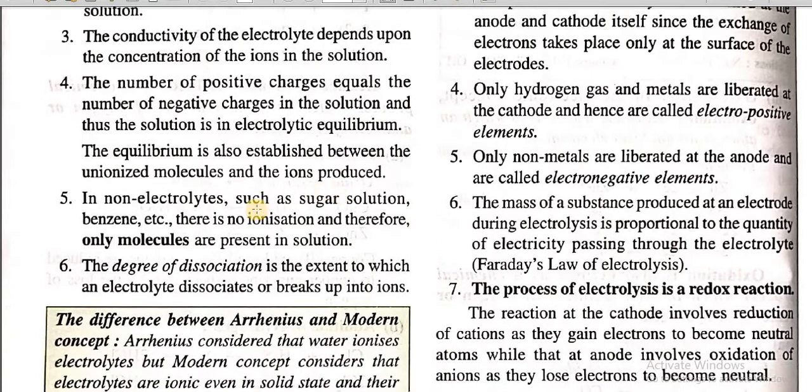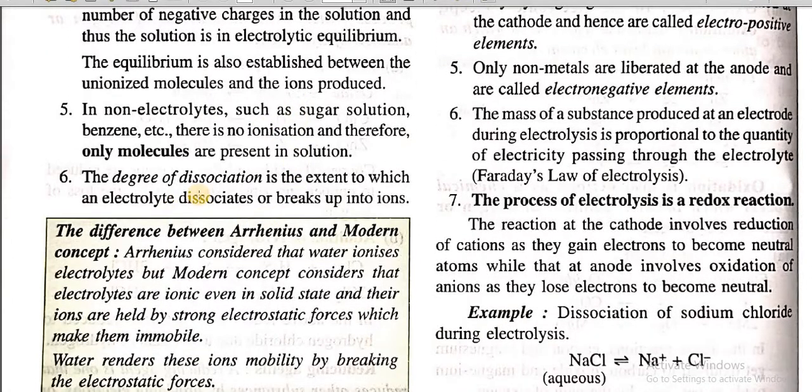In non-electrolytes, such as sugar solution, benzene, etc., there is no ionization and therefore only molecules are present in solution. So in non-electrolytes, where the solution does not conduct electric current, there is no ionization. There is no separation of the ions, positive and negative, and only molecules are present in that solution. The degree of dissociation is the extent to which an electrolyte dissociates or breaks off into ions. So the degree of dissociation means how much an electrolyte can dissociate or break off into ions.